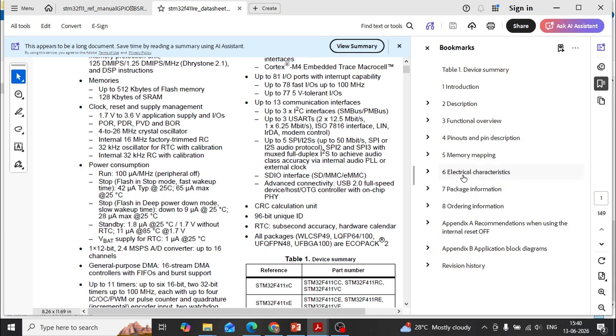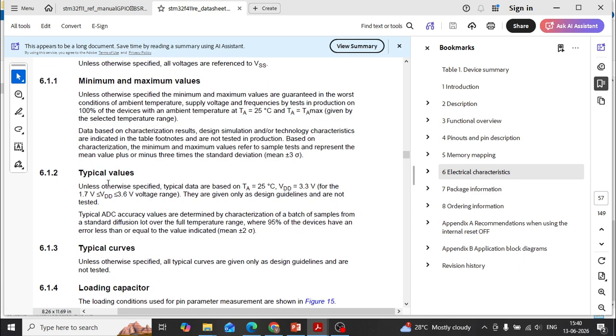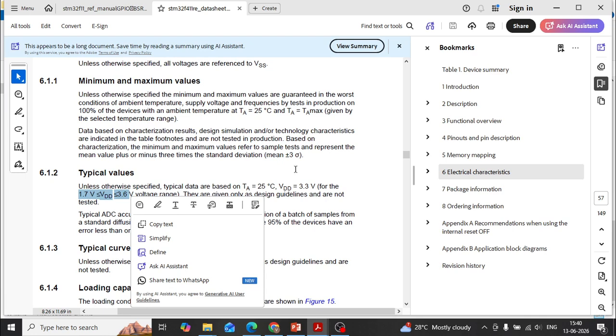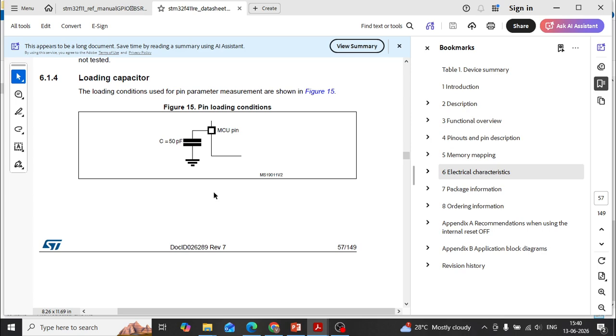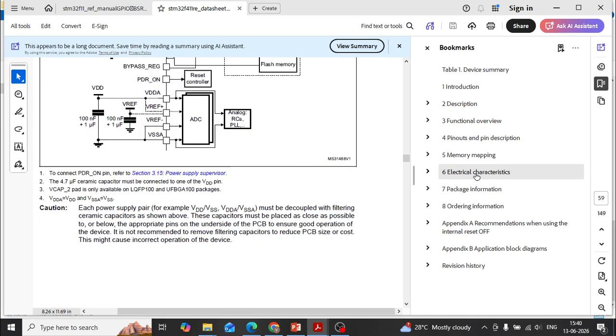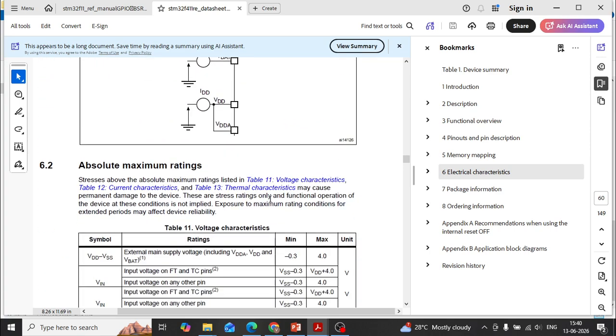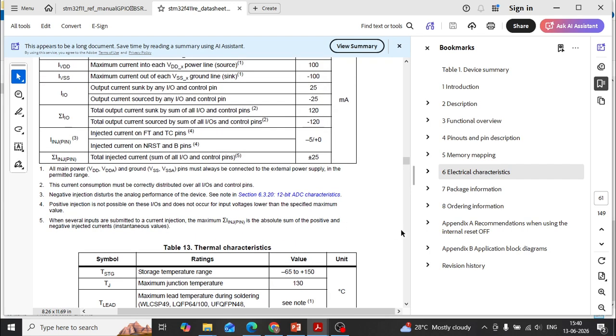Okay, now if you see here chapter number 6, this chapter talks about electrical characteristics. When I go here, you can see what the temperature value is and what the voltage value is. You can see here, right? And then what the current will be, what the capacitance values are, and how the power supply schemes are designed. Such information you will get in the electrical characteristics. Okay, so if you want, you can go through this document in detail later.